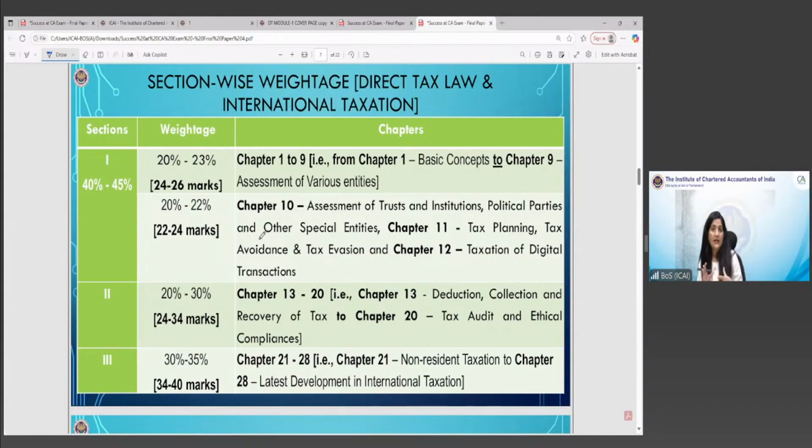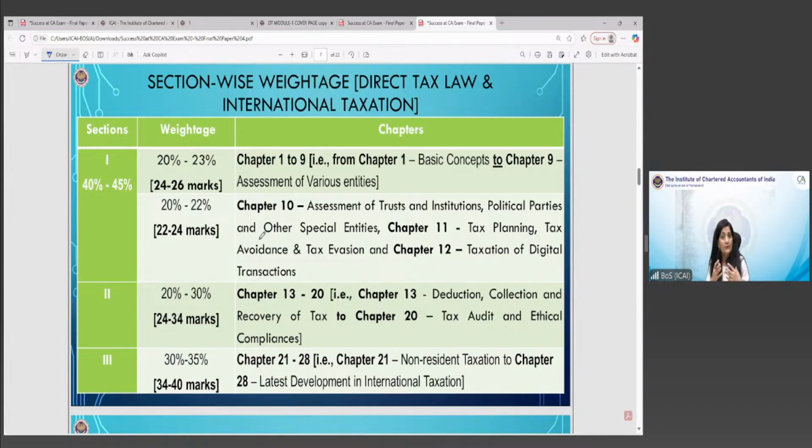tax liability. Then the procedural aspect. Once the thing is taxable, then the procedure is that you have to pay and deposit the tax to the government. Then certain disputes also arise, for that appeals and revisions provisions are there. Then the persons who are making the payments are required to deduct the tax deducted at source, or the recipient of a certain amount has to collect the TCS also. So the procedural laws are there.